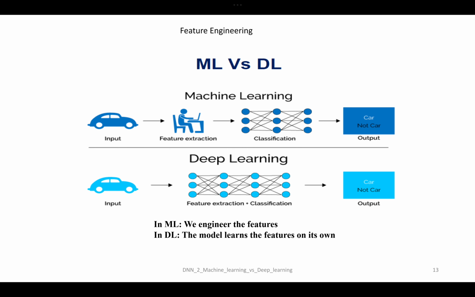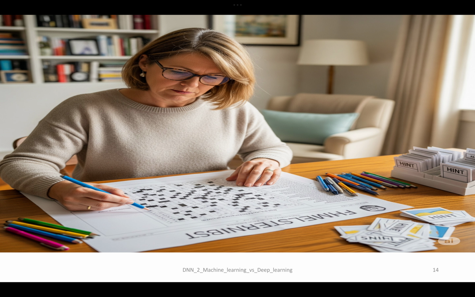To summarize, in machine learning, we engineer the features. In deep learning, the model learns the features on its own. Cool, right? Now that we've covered feature engineering, let's talk about what happens next, that is, training the model. Here's the deal: machine learning models usually train pretty fast. Why? Because you already did all the hard work during the feature engineering. The model just needs to find the patterns in those clean, hand picked features.